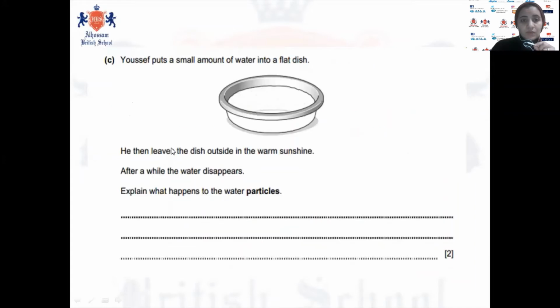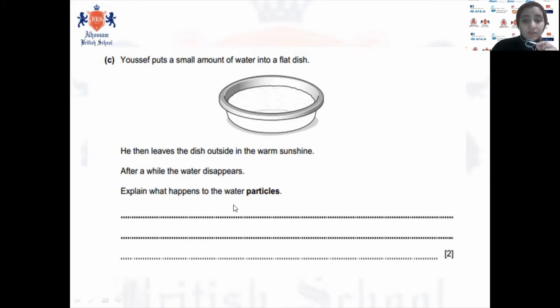Okay, next question, C. We can solve C. Yusuf put a small amount of water into a flat dish. Complete your question, Hashim. He then leaves the dish outside in the warm sunshine. After a while, the water disappears. Explain what happened to the water particles.